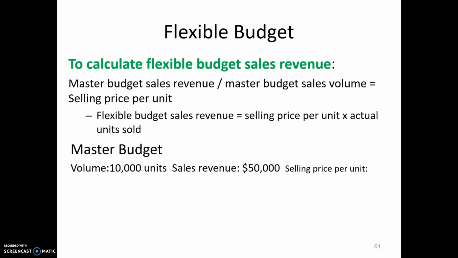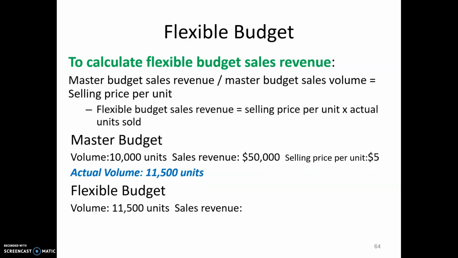So let's say the master budget was prepared on a volume of 10,000 units and we had sales revenue of 50,000. Well, that means our selling price per unit, 50,000 divided by 10,000, is $5 a unit. The actual volume for the period ended up being 11,500. So on our flexible budget, we're going to show the sales revenue at 11,500 units. We'll take the 11,500, multiply it by 5, so 57,500 is going to be our flexible budget sales revenue.